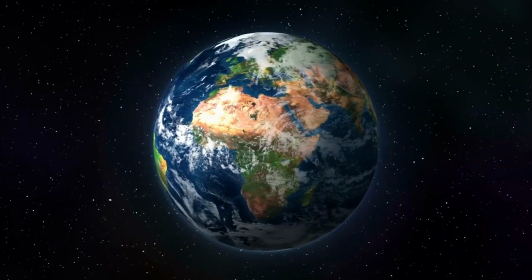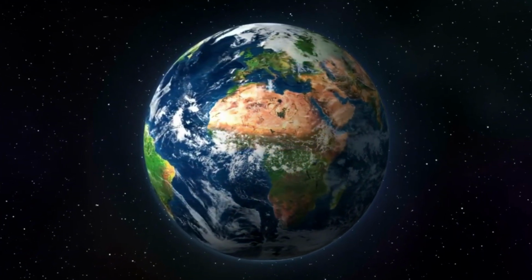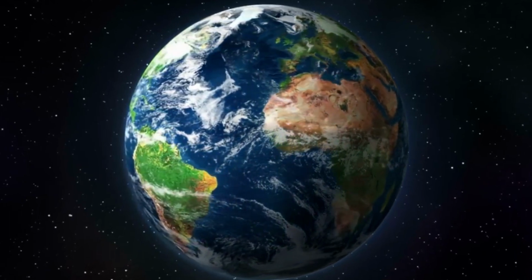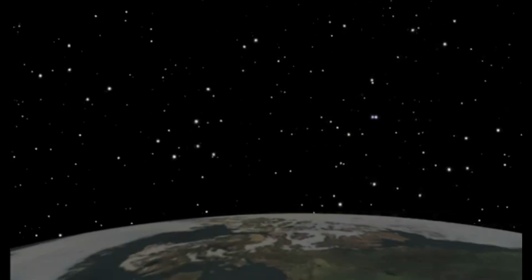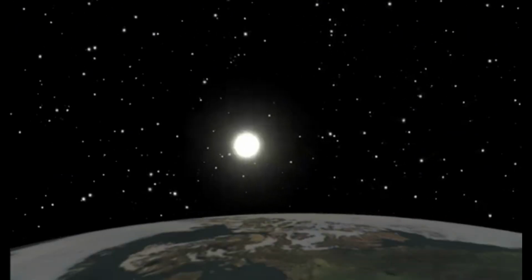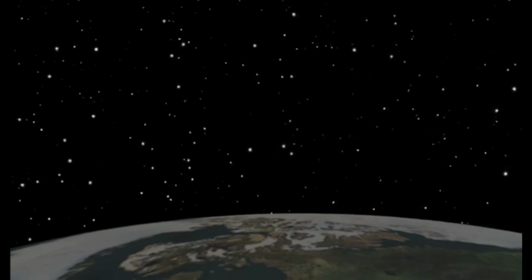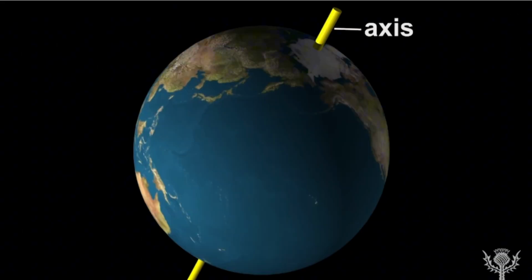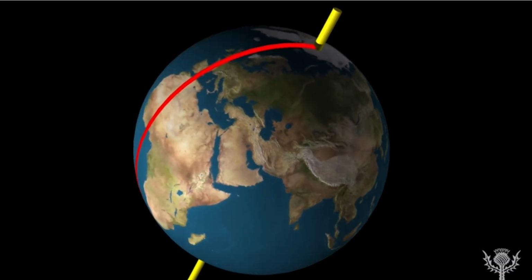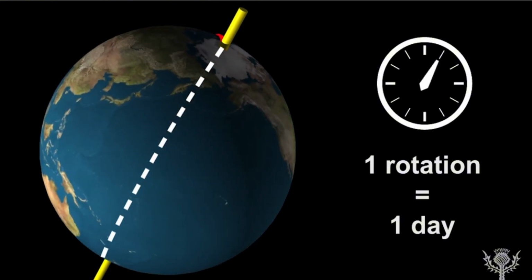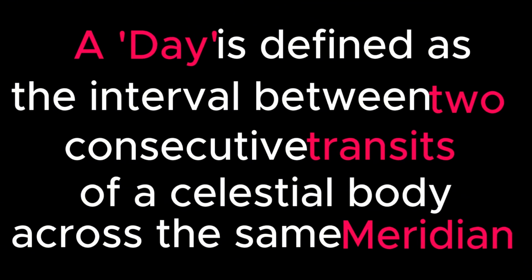The foundation of time measurement in celestial navigation is the Earth's rotational period. This rotation results in the apparent revolution of the celestial sphere relative to a stationary observer, causing celestial bodies to appear to cross and return to the observer's meridian once daily. A day is defined as the interval between two consecutive transits of a celestial body across the same meridian.